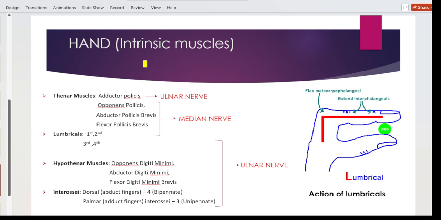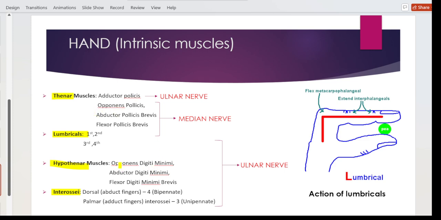The intrinsic muscles are divided into four groups: thenar, lumbricals, hypothenar, and the interossei. Okay, thenar muscles and hypothenar muscles, let's learn them side by side. Adductor pollicis is the only extra one here. Rest all are the same.